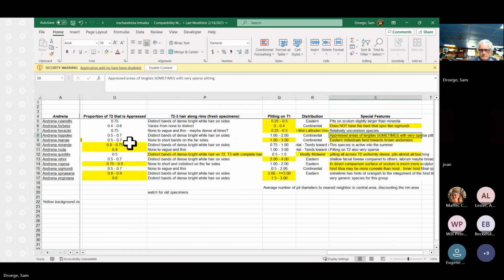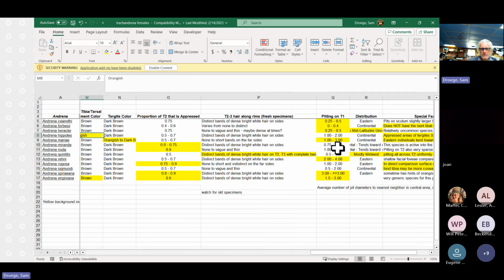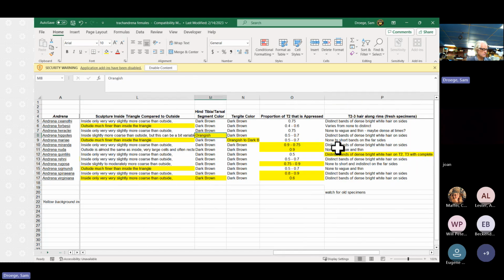And here under special features, oppressed areas of tergites, sometimes, what does it say up here? Sometimes with very sparse pitting. I don't know if that's just something I noted and put here as a note. The key thing is this orangish color. And this is a relatively common species. Let's see if I have that. Got a specimen out.